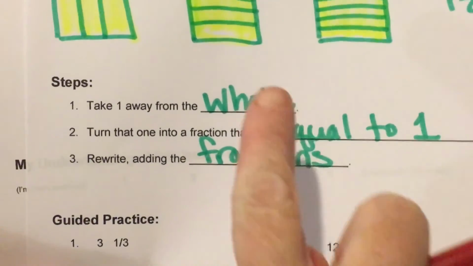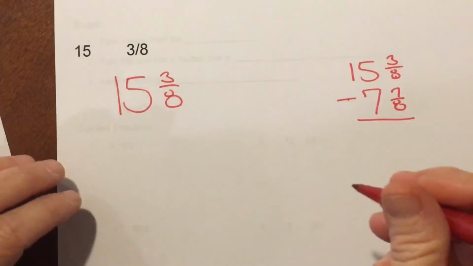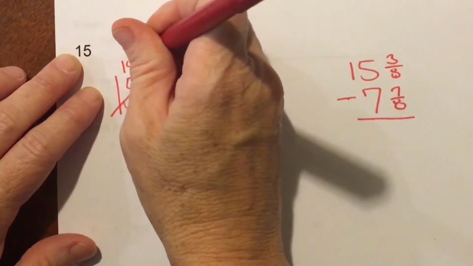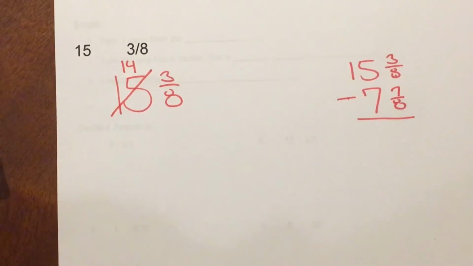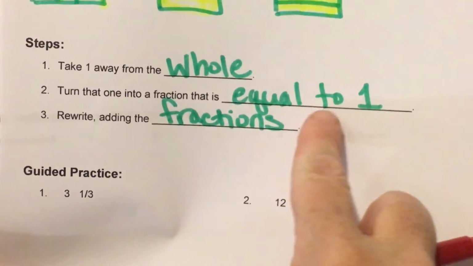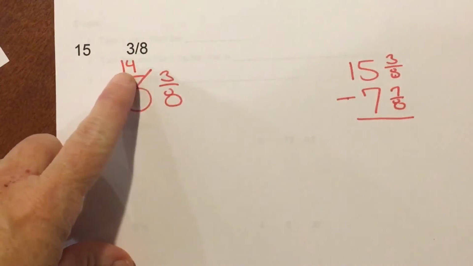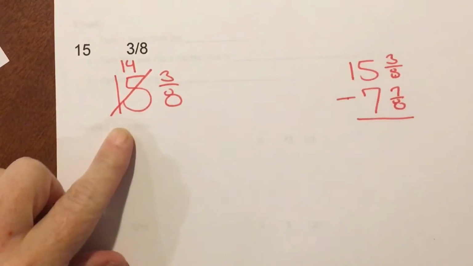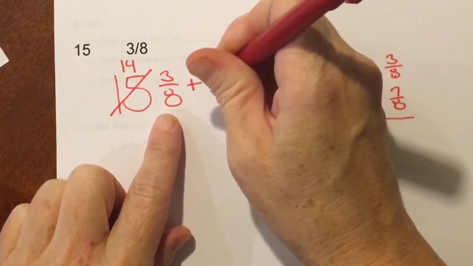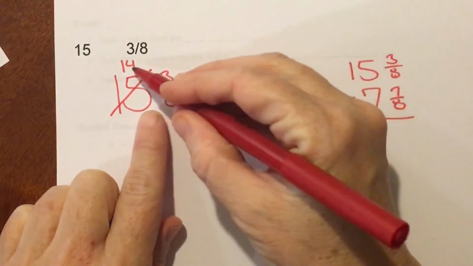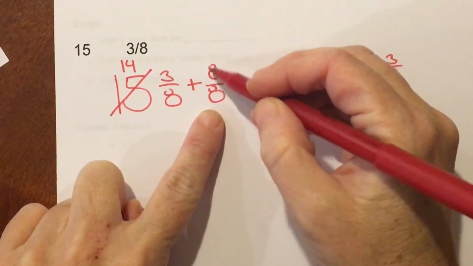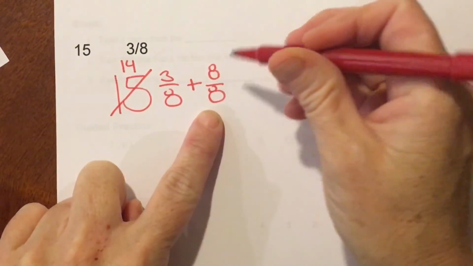So my first step says I'm going to take 1 away from the whole. Well, if I take 1 from 15, it becomes 14. And then I'm going to turn that 1 into a fraction that's equal to 1. So the 1 I took away, I'm really cutting it up, and I'm always going to base it on my denominator. So this 1 I took away, I'm going to rewrite as 8/8. It's still 1, it's just cut up now.